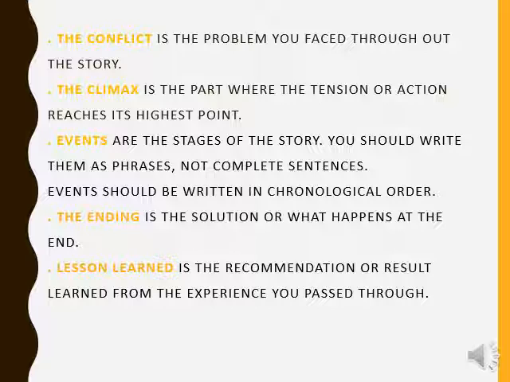The ending is the solution, or what happens at the end of the story. The lesson learned is the recommendation or result learned from the experience you passed through. Of course, when you pass through any experience, you learn something. So based on what you narrated to your readers, there is a recommendation or a lesson learned. You have to share this lesson or this experience with the readers.